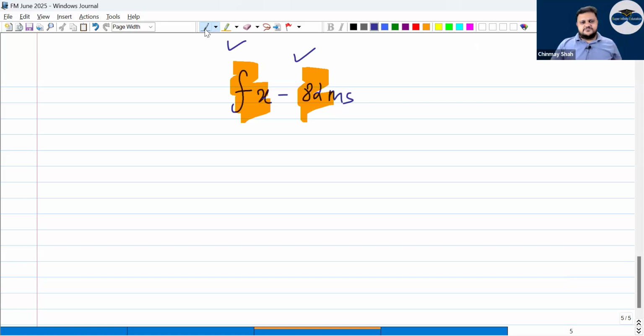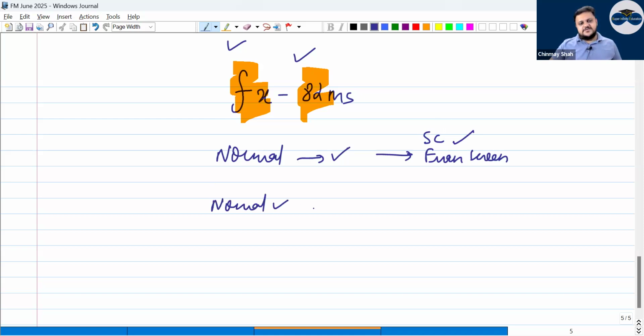So there are 2 options. If you are good with a normal calculator, you carry only a normal calculator to the exam. For the calculations which require a scientific calculator, use the exam screen calculator. The exam screen calculator is a scientific calculator, so you don't need to carry it. That is one option. The other option is you take both a normal calculator and a scientific calculator to the exam.